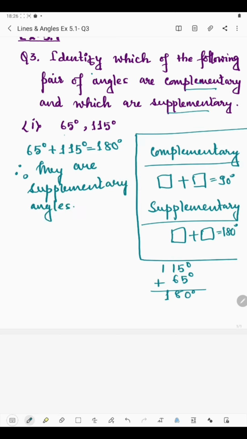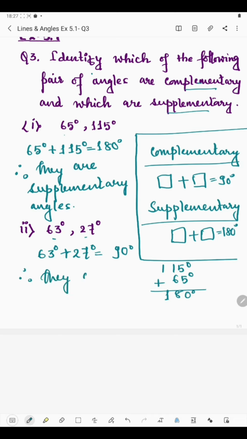Now moving on to next part. Now in the second part we have 63 degree and 27 degree. So let us add these two angles. So 7 plus 3 is 10, 0, 1 carry, 6 plus 2 is 8, 8 plus 1 is 9. So it's 90 degree. So since we have got 90 degree, so the angles are complementary angles. So we'll write they are complementary angles. Okay.